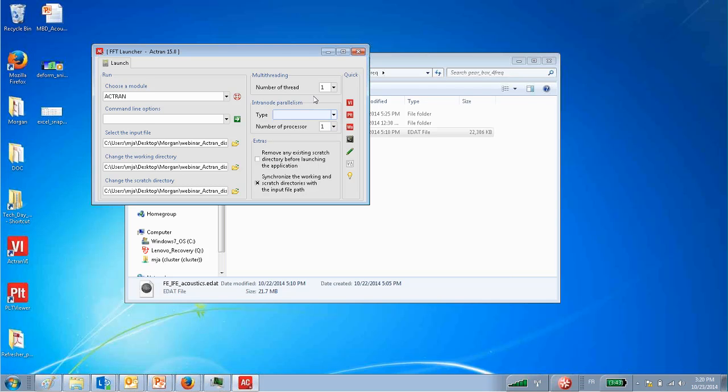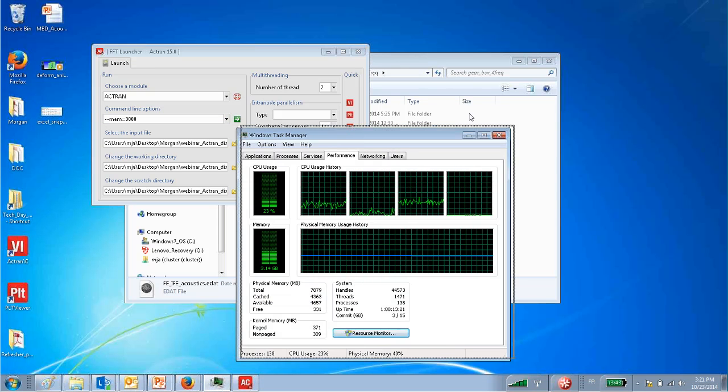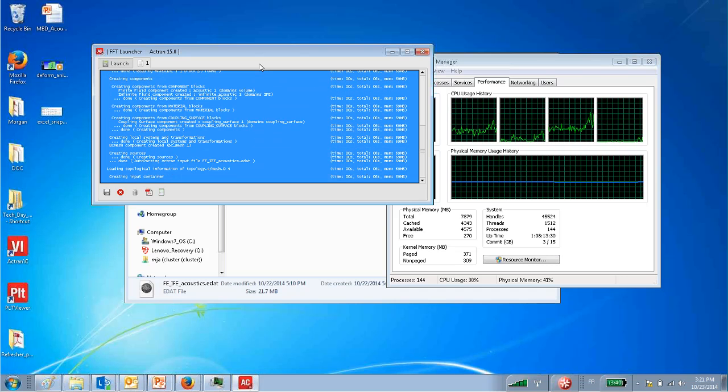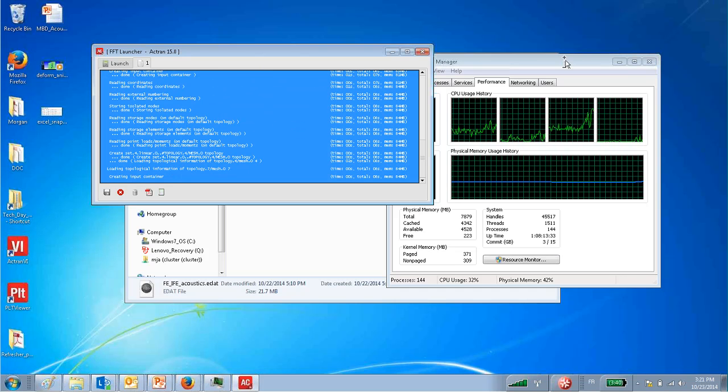Okay, so let's say that for the first computation, we're going to try to use 4 threads, and we got like 2 threads, and then we will launch the computation using 3 GB of RAM. I'm going to launch the computation and pop up the task manager. Okay, then the computation is running.